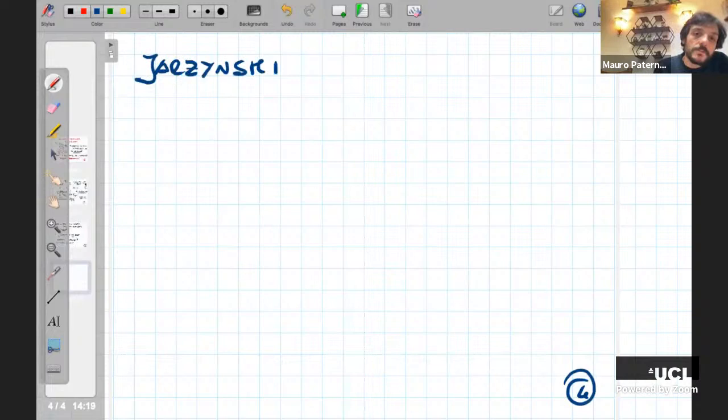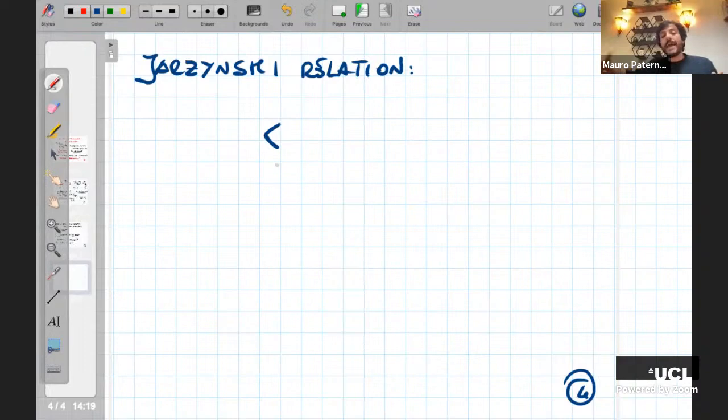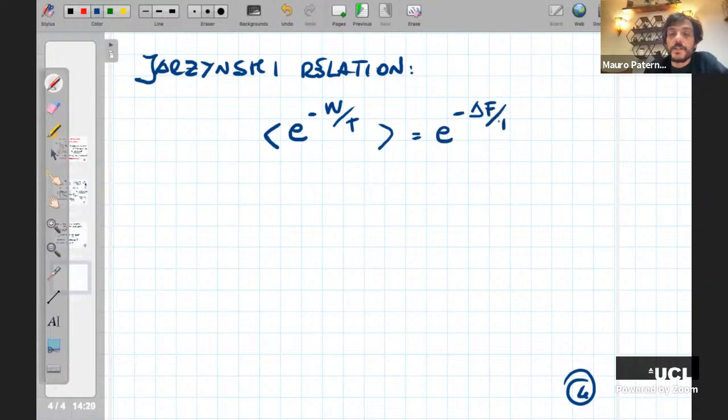It states that if I take the expectation value over many trajectories of my dynamics of the exponential of minus the work that I do in every trajectory, divided by the temperature of my environment, this quantity is exactly equal to the exponential of minus the change in free energy at the temperature T. So this is free energy. Why is this relation so important?